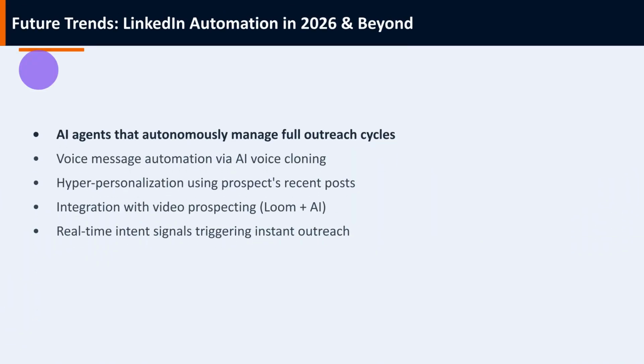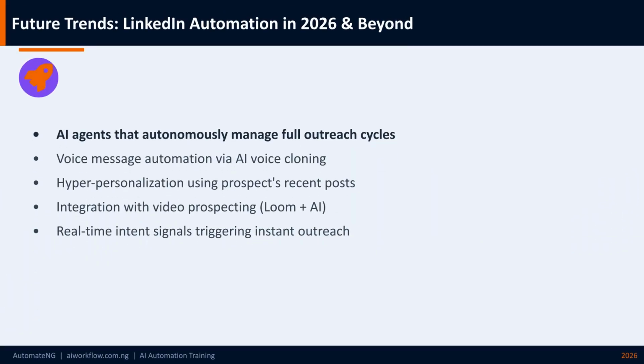Future trends include AI agents managing full outreach cycles autonomously. We'll see voice message automation, hyper-personalization based on recent posts, and integration with video prospecting. Those who learn these automation skills now will lead the market.